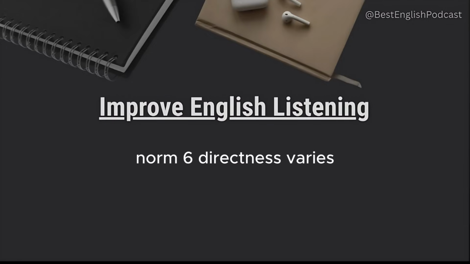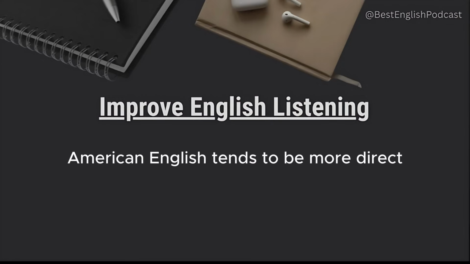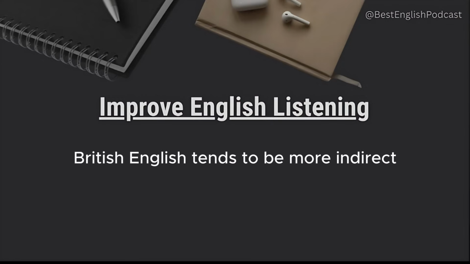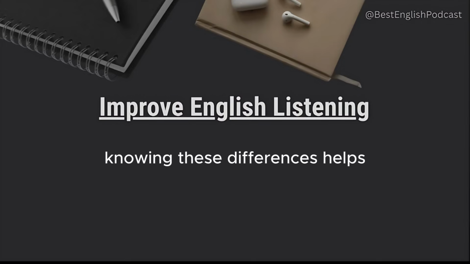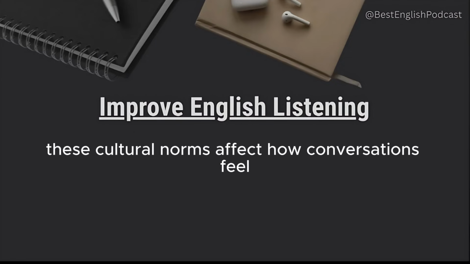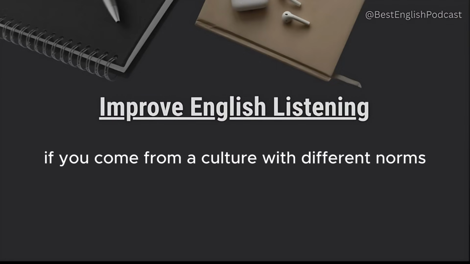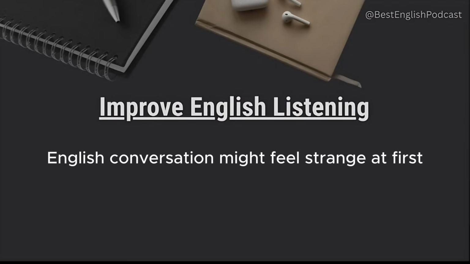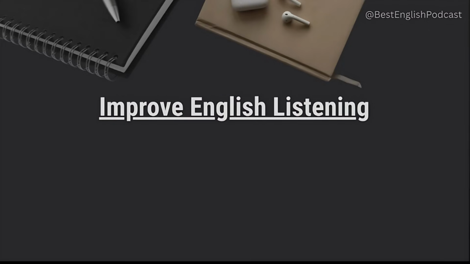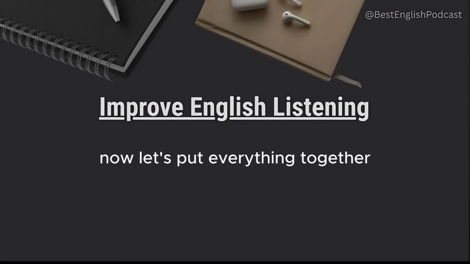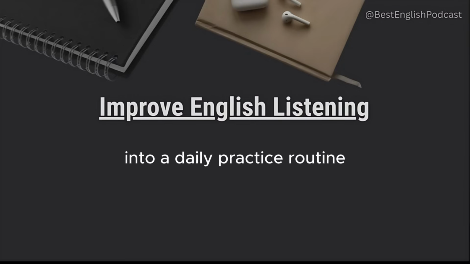Norm 6. Directness varies. American English tends to be more direct. British English tends to be more indirect. Australian English is often very direct, but friendly. Knowing these differences helps. These cultural norms affect how conversations feel. If you come from a culture with different norms, English conversation might feel strange at first. That's normal. Awareness helps. Now, let's put everything together into a daily practice routine.